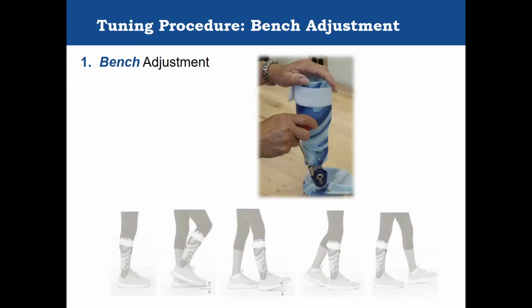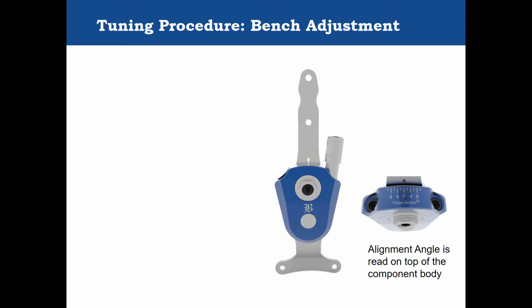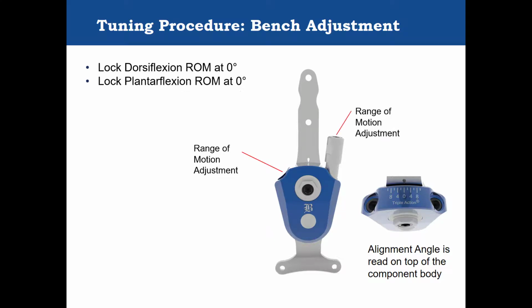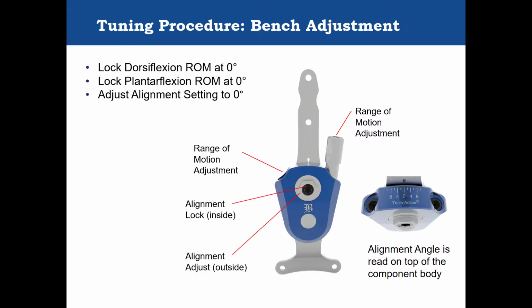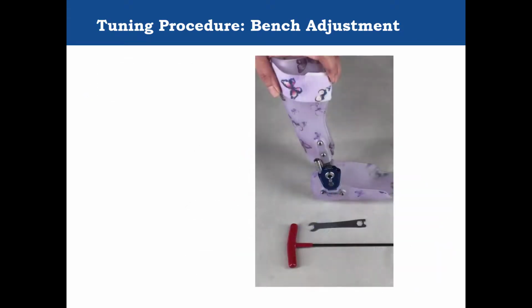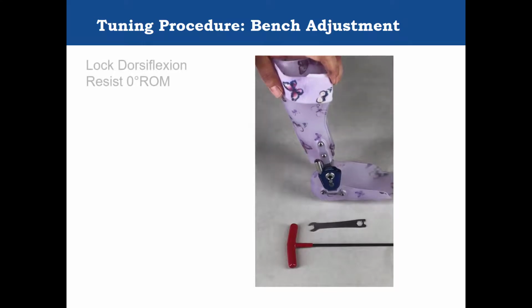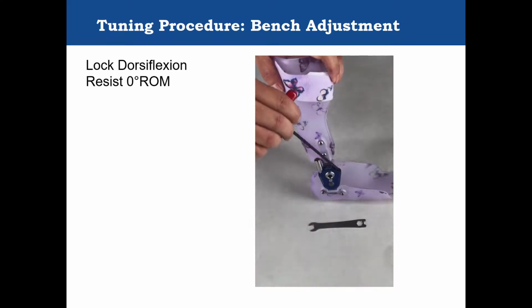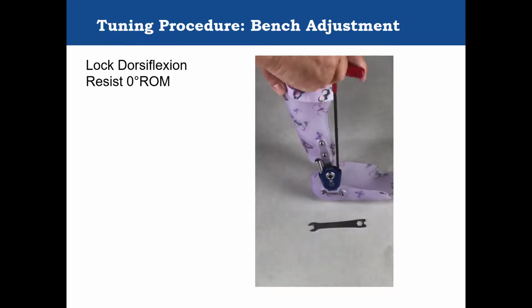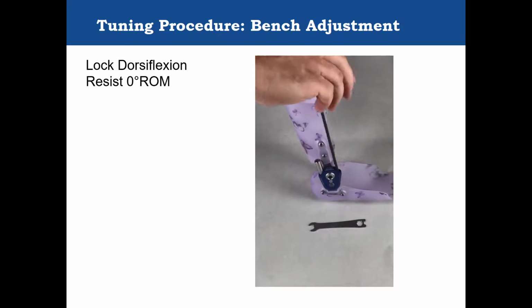The first step of the triple action tuning procedure is bench adjustment of the AFO. To bench adjust the AFO, first reduce the range of motion in dorsiflexion and plantar flexion to 0 degrees by turning the adjustment screws fully clockwise. Adjust the alignment setting to 0 degrees. This video illustrates the bench adjustment procedure. Bench adjustment locks the AFO and positions the ankle angle at the clinical management angle.